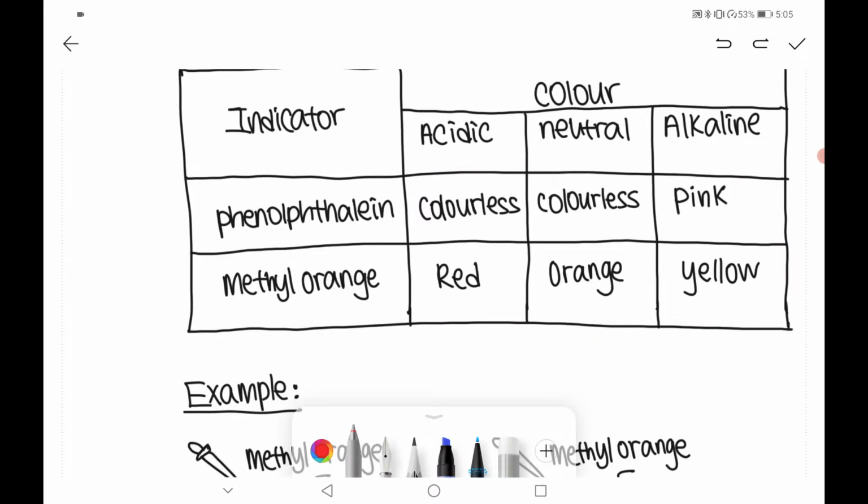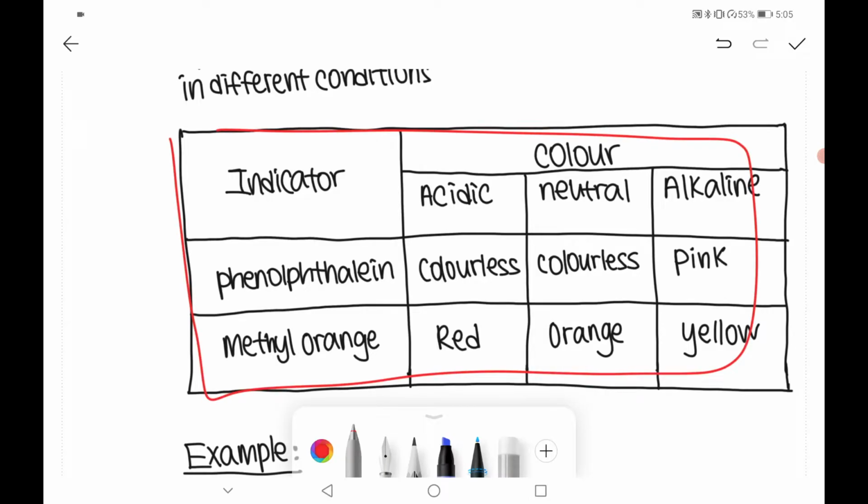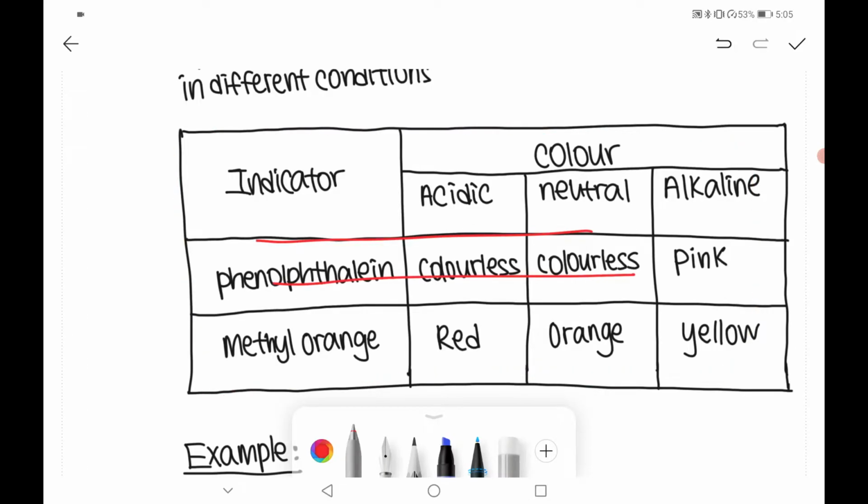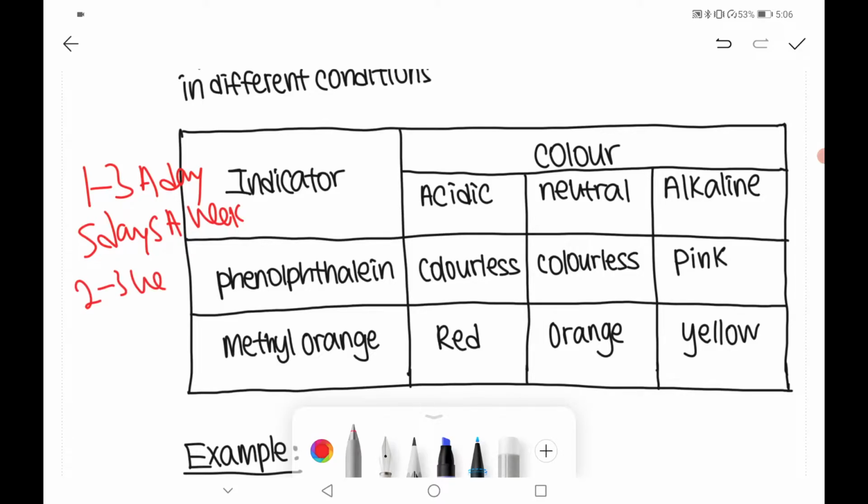Same thing, if you're having difficulty memorizing, take a piece of paper and copy this table. Copy the name of the indicator and copy the colors. You can copy 1 to 3 times a day, maybe 5 days in a week. If you do this for 2 to 3 weeks, you should be able to memorize the whole thing already. Just follow this method.